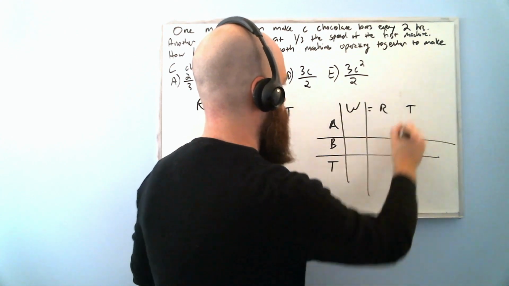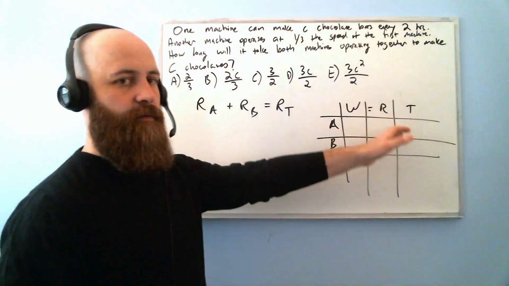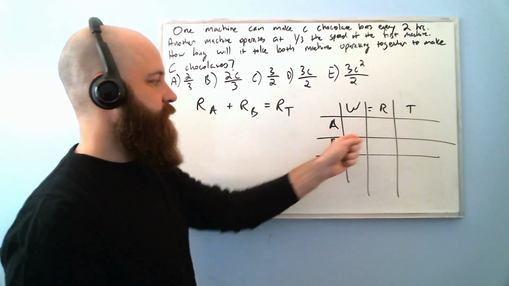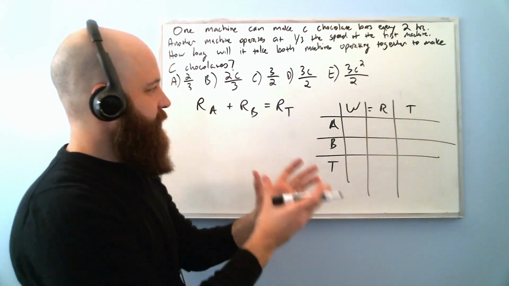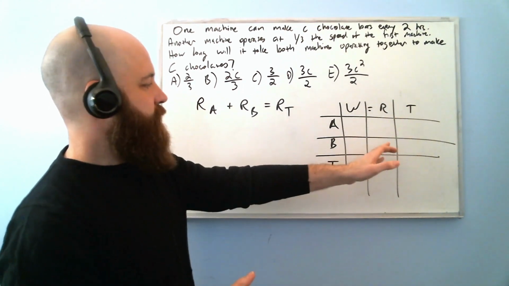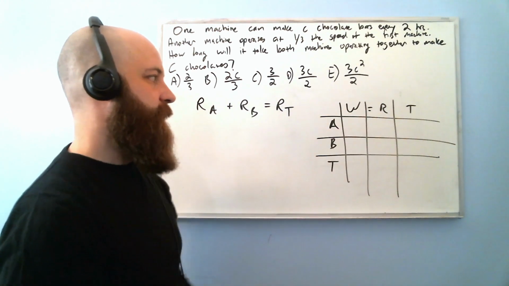So I'll write work equals rate times time at the top. Then I've got a column for work and rate and time, and then I've got a row for each machine. And that helps me keep track of, when I get a rate, is it machine B's rate, is it machine A's rate, is it the total rate? This chart helps me keep track of that.